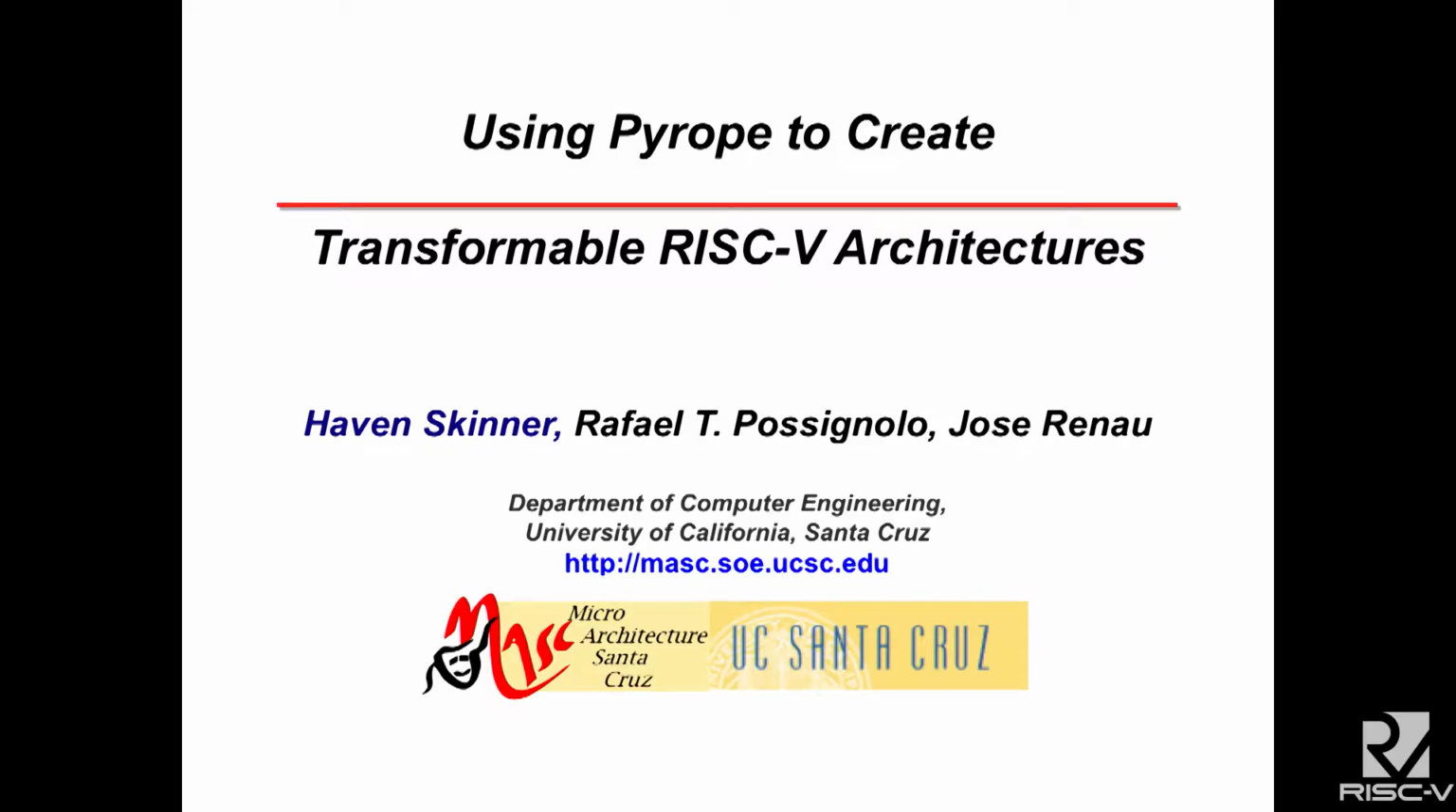All right, hello. So my name is Haven Skinner, and I'm going to talk about using Pyrope, a new hardware description language, to create transformable RISC-V architectures.